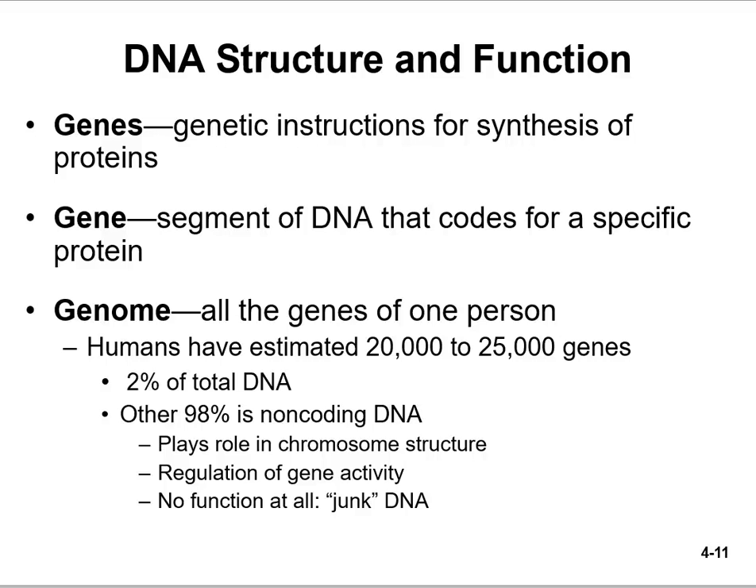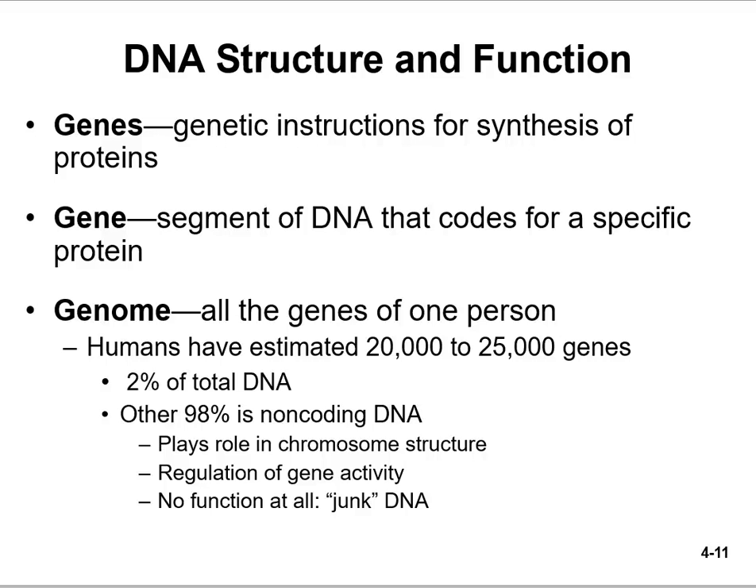The genome is all of the genes in one person. It was once thought that because humans are so complex, we should have over 100,000 genes, but when the genome of a few humans was figured out in the early 2000s, it was found, surprisingly, that we only have about 20,000 to 25,000 genes that code for all the proteins and sections of RNA in our bodies. Even plants have more genes than humans, surprisingly enough.